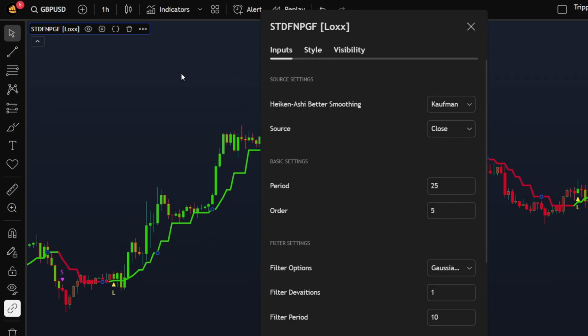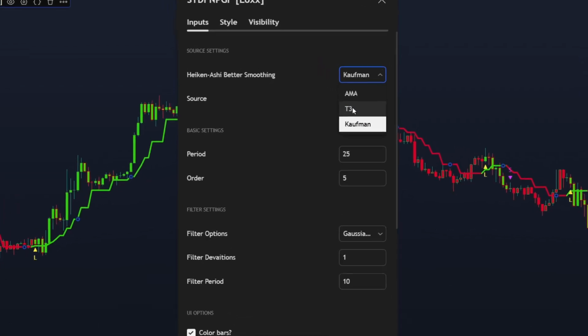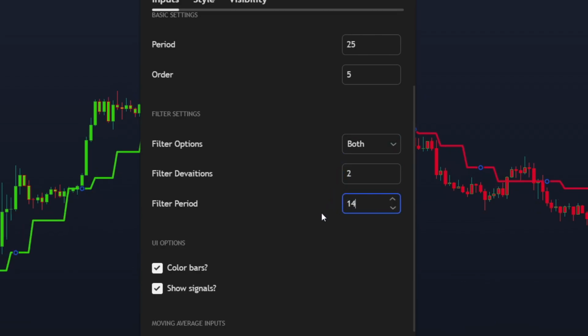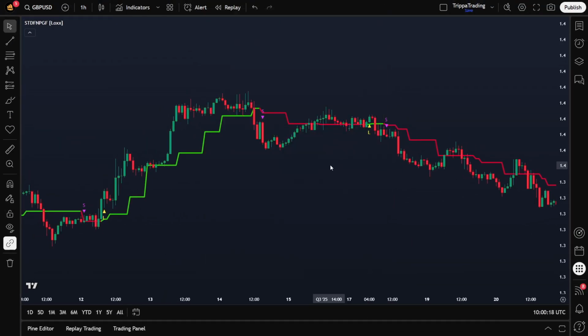Open Settings. You can do that from here. For Heiken Ashi, better smoothing, change it to T3. Under Filter Options, set it to both. Filter deviation goes to 2. Filter period set at 13. And finally, turn off candle coloring. We want the chart clean. Now the indicator is ready.